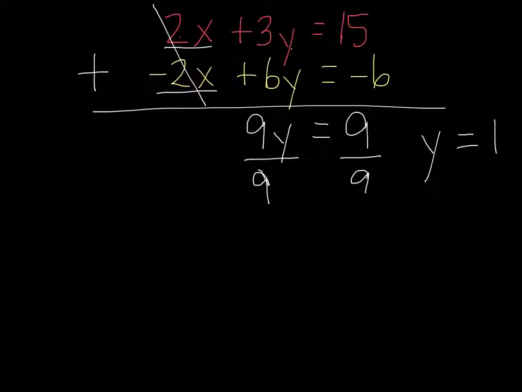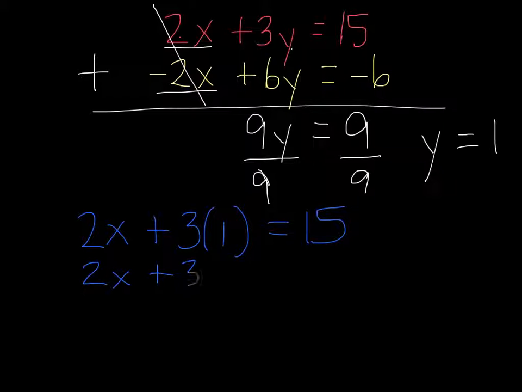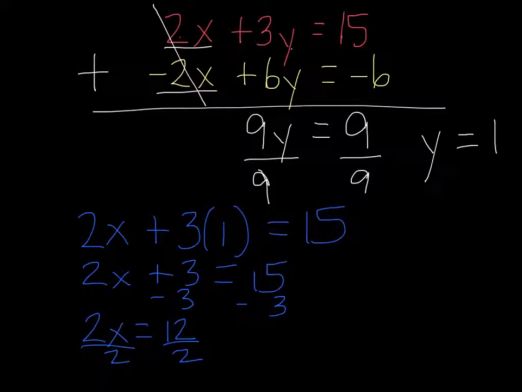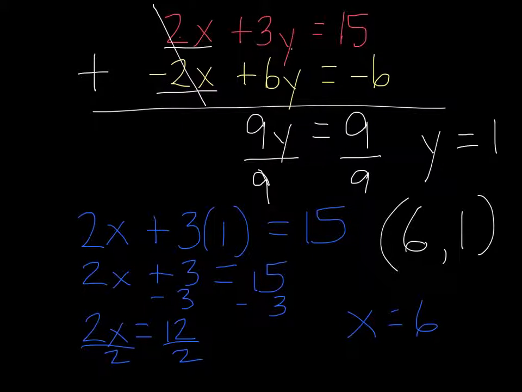So now we choose an equation, and we substitute 1 back in for y. I'm going to just choose the top one. 2x plus 3 times 1 equals 15. So 2x plus 3 equals 15. I have to isolate my variable, so 2x equals 12, divide both sides by 2, and I see that x has a value of 6. So the point of intersection for both of these equations would be (6, 1). And again, we could graph that to prove it.